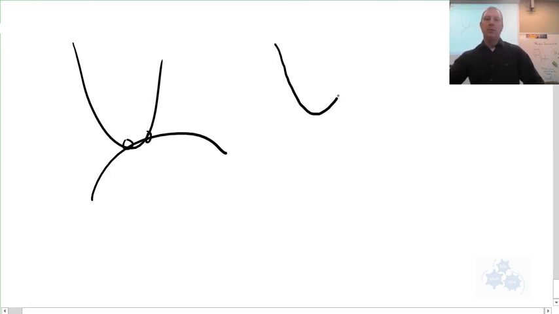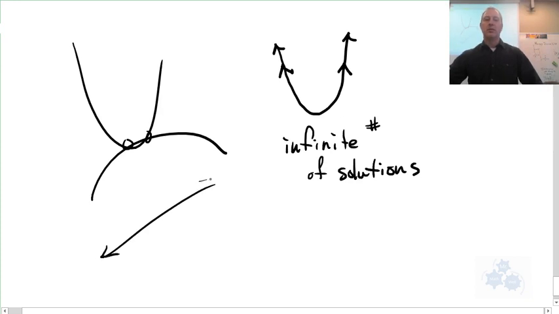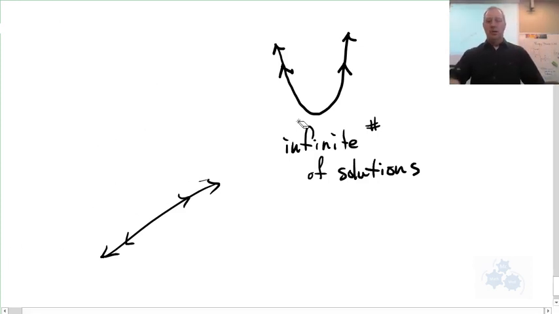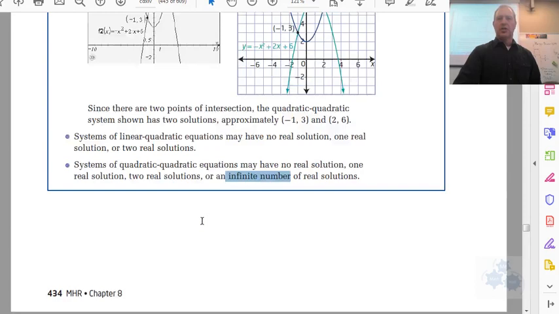But if you have two parabolas that exactly map onto each other, and they're the exact same parabola, that's an infinite number of solutions. That means that every point on both graphs is a solution. Okay? So that's the one I didn't highlight before, but you could have an infinite number of solutions if the two parabolas are the exact same. Or if the two lines, although we're not doing double linear, I don't think, but two lines, if you have two of the exact same lines, an infinite number of solutions there. Okay? So just a note there. Okay? So that's your key ideas.